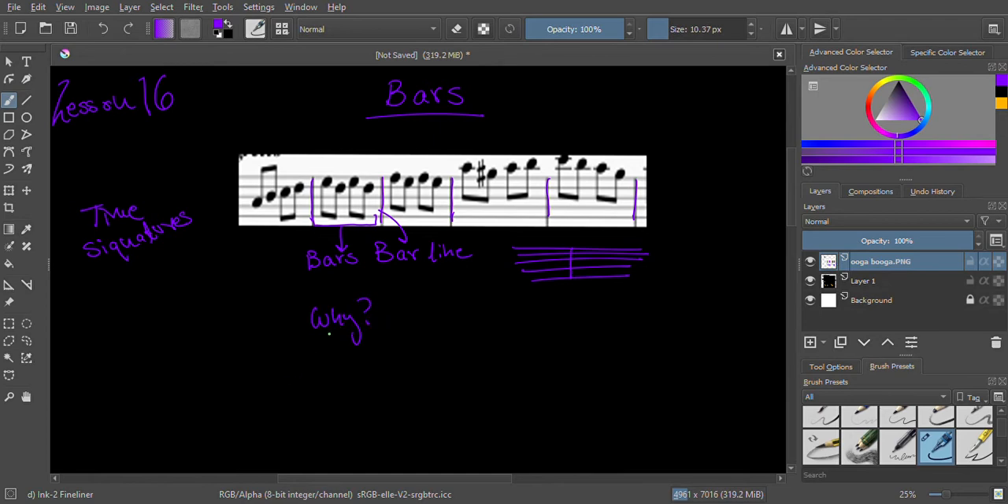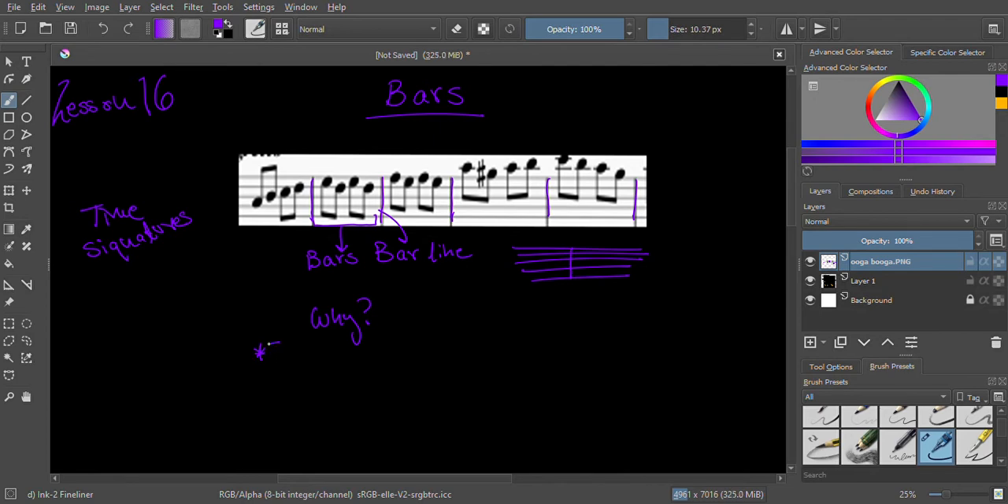Now I just told you that bars help us compartmentalize music, right? These bar lines and the bars in between them help us compartmentalize music. But why would I want to do that? Well, there are really three main answers to that, three main reasons we want to do this.